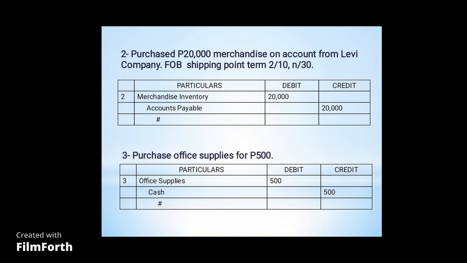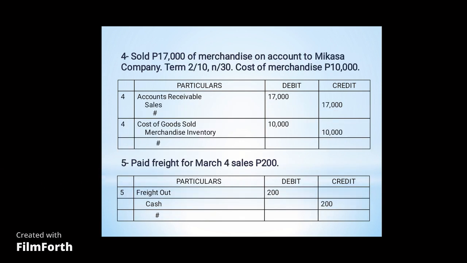Note that all increases and decreases in inventory such as purchases, freight in, purchase returns, and purchase discounts are recorded as merchandise inventory, and the cost of goods sold is also updated each time a sale or sales return is made. And at the end of this, we will not make a statement of cost of goods sold, not like in the periodic.